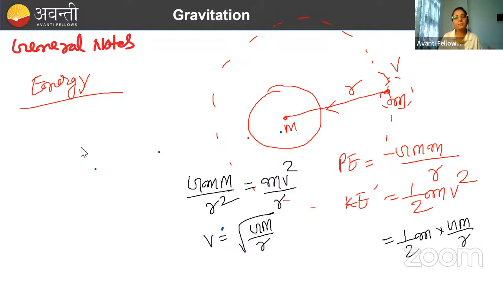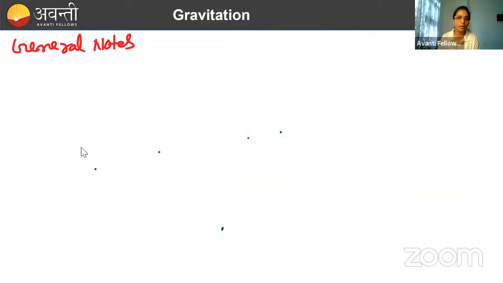Same as we have studied for an electron orbiting around the nucleus. There also we got the same relation. Same thing is here. Okay, so we can deal with energy also. Now the last thing that I want to discuss is escape velocity. Suppose there is a mass here and we have to escape it.